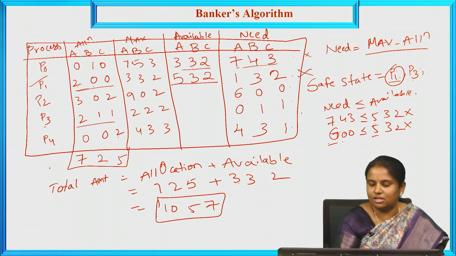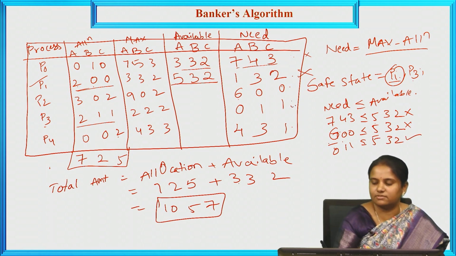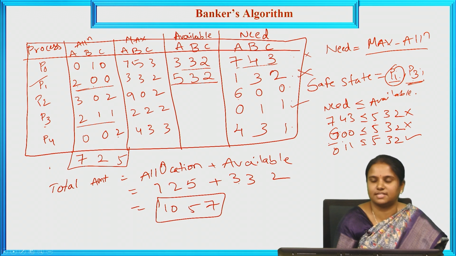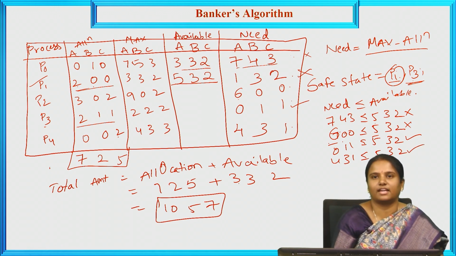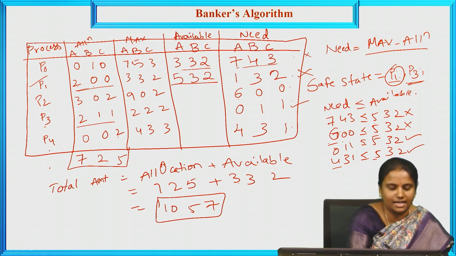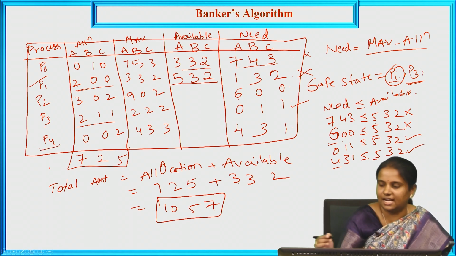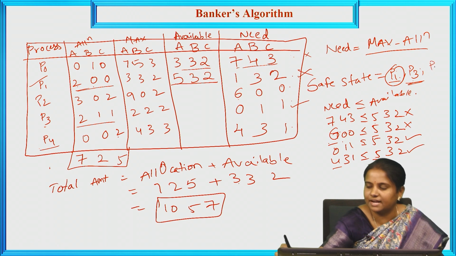Next, what is the value? 011 is less than or equals to 532. So this condition is satisfying. So already it is in safe state. So next 431 is less than or equals to 532. Yes, this condition is satisfying. Why? Because 4 is less, and here 5 is greater. So the next one is coming under safe state. Which one is coming? P4 is coming under safe state.